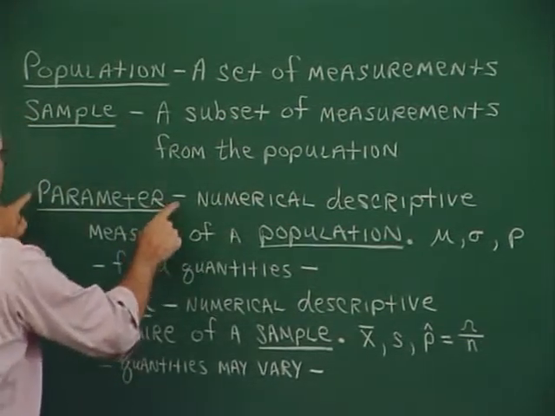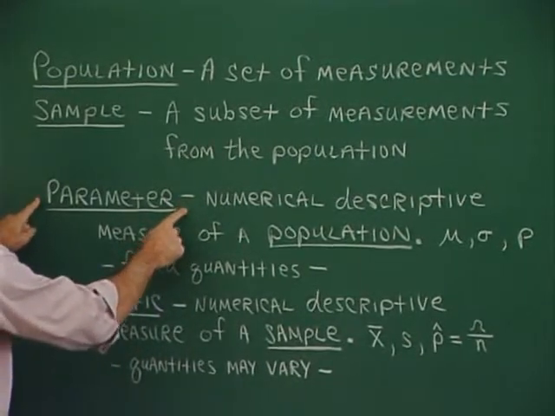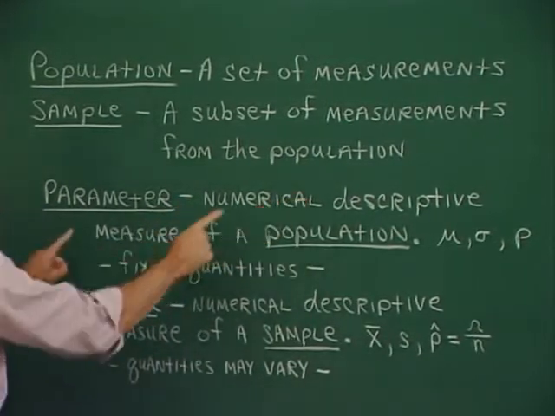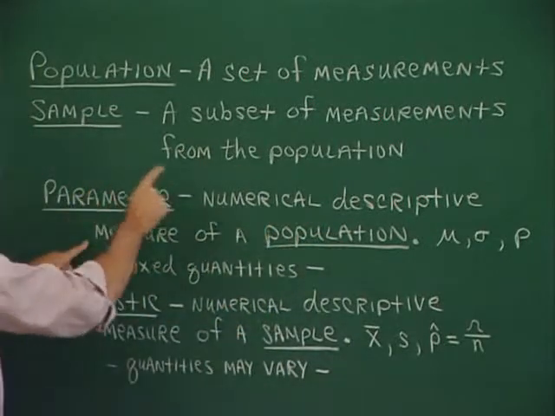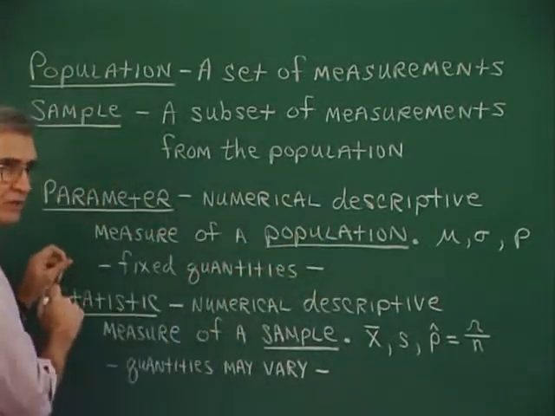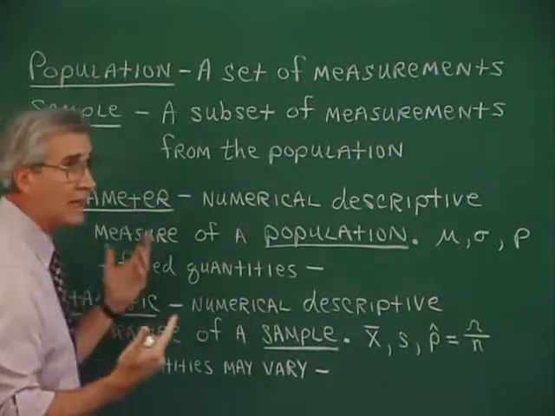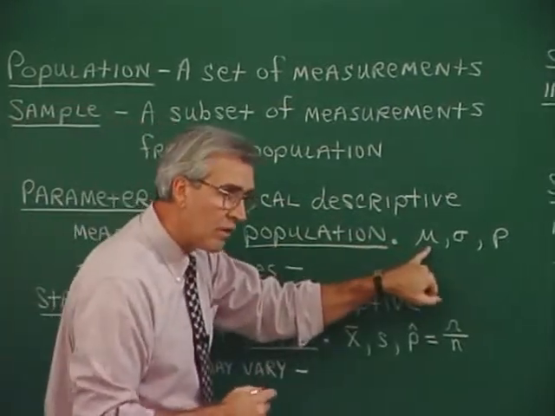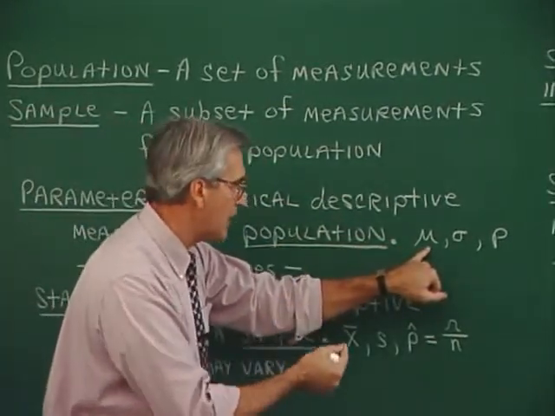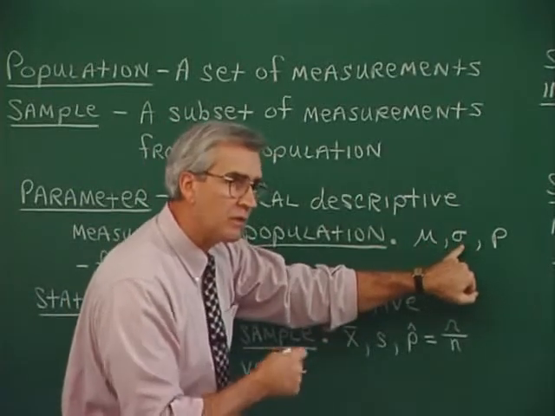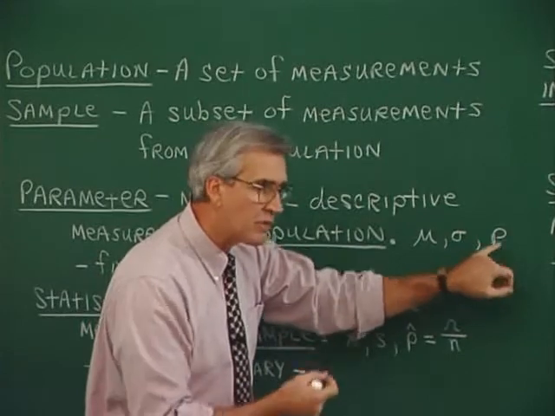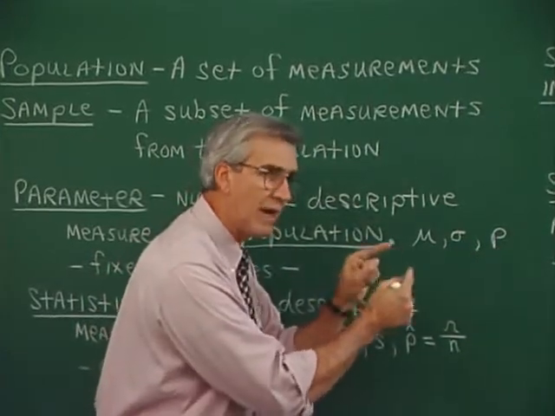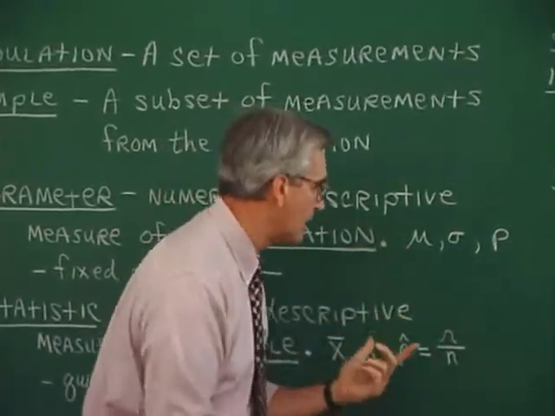Well, the word parameter refers to a numerical descriptive measure of a population. So the idea of parameter is married to the notion of population. And parameters would include mu, the mean of a population, sigma, the standard deviation of a population, and p, the probability of success in a binomial distribution of a population.